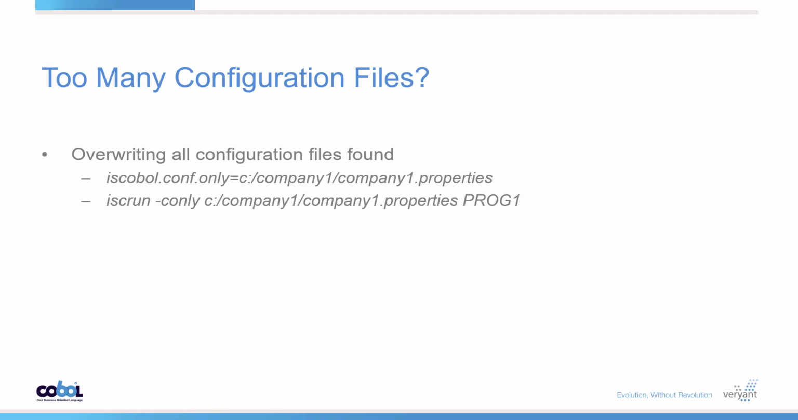Like I said, you can see that these configuration files and variables are being set in a lot of different places, and it's very complex. And sometimes you just want to override every one of them. Tell the runtime framework, don't look at any of those 7 locations, just use this one. And the way to do that is to use the -C only switch on the command line, or on the command line use the -J-D iscobol.conf.only. However, remember that this properties file needs to contain your license because it's not going to pick your license up in any of the other locations.